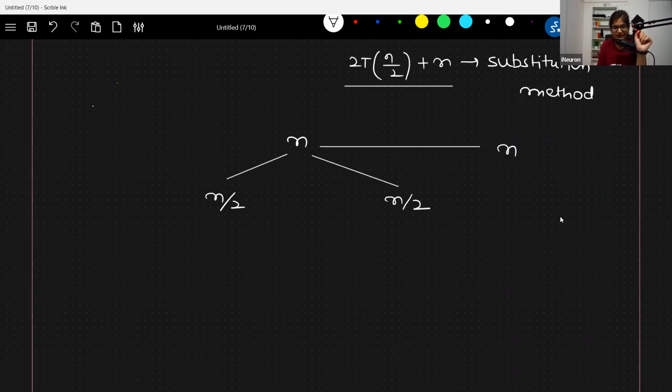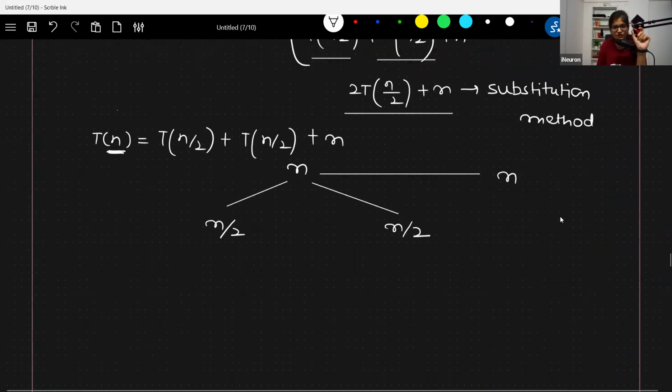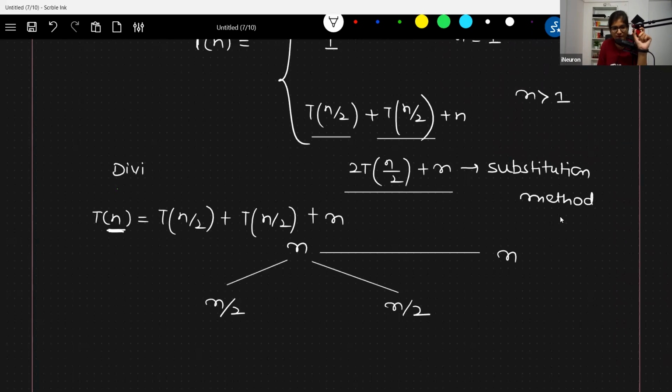See the equation again. T of n equals T of n by 2 plus T of n by 2 plus n. So how you need to understand this equation is that you will have n numbers in total, and you divide those numbers. There is something we will discuss in our upcoming classes called divide and conquer. This approach says to divide the problem into various sub-problems, and that's what we are doing here.